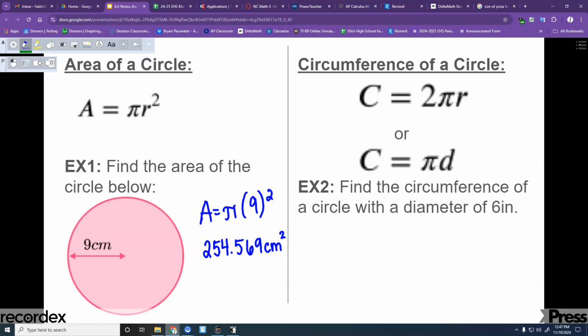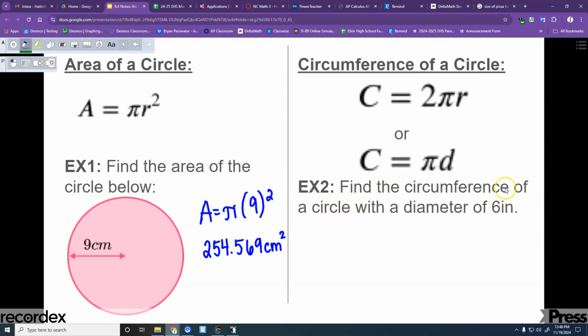Circumference is very similar. Circumference is just the length around the outside of the circle. So it is sort of like the perimeter of your circle, but it has a special name. We call it the circumference whenever we're talking about a circle. And our formula here is 2 pi times the radius, or we can use pi times the diameter, depending on which piece of information they give us.